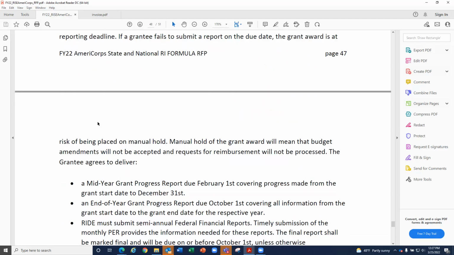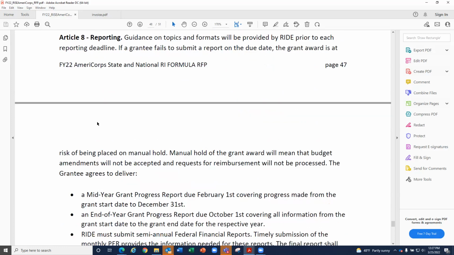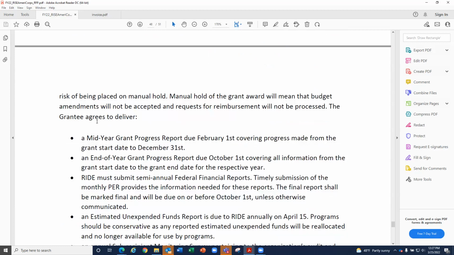We also are very specific about the reporting that we will ask you to do after you receive the grant. There are both progress reports, programmatic reports, and then there's financial reports. So the program reports are what we call GPRs, grant progress reports. We ask for a mid-year and end of year report, and we give everyone the same deadlines, due February 1st, and then at the end of the year, October 1st. And these are reporting on the results of your activities.